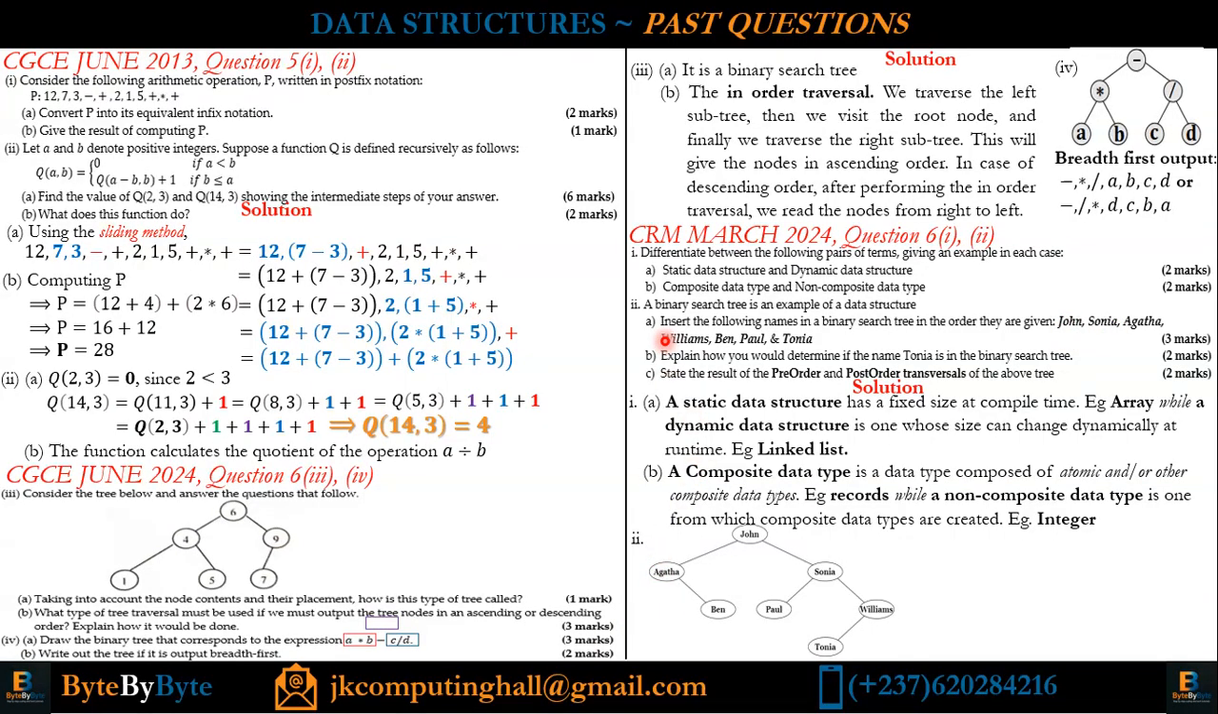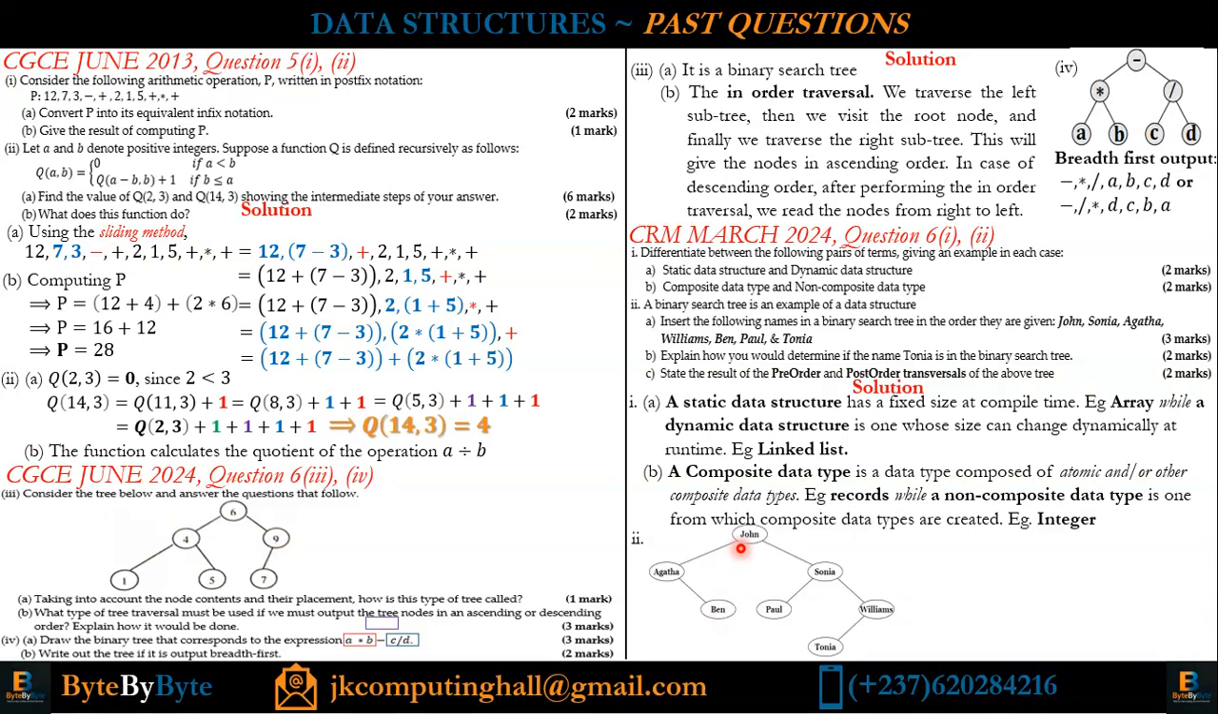Then I have W. I compare with the root. W is above J, so we come here. Sonia is already there. W is still above S, because I also compare with the node I'm seeing. W is above S, so William comes to the right of Sonia. Then I have Ben. B is below J, so he comes here. We compare with Agatha. B is above A, so Ben comes to the right of Agatha.